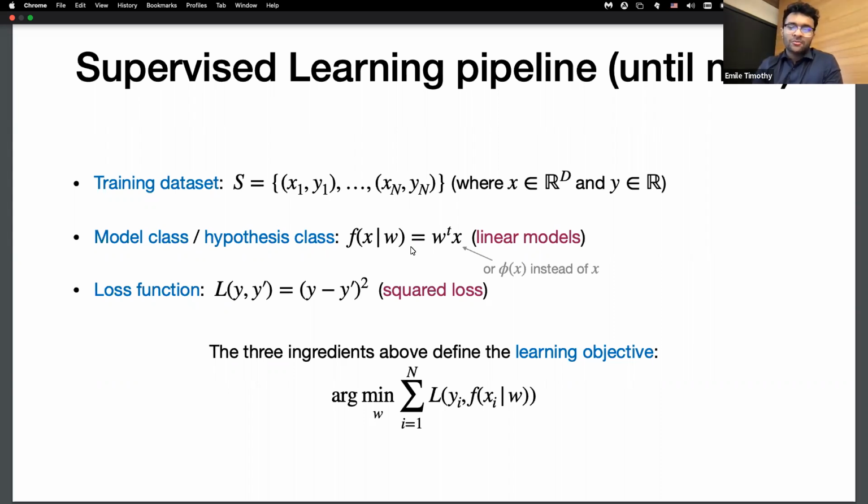And then we defined a loss function, L of Y and Y prime, which measures the deviation between your target vector and your predictions for the target vector. We spoke about different measures of the loss function, but the main one that we talked about was squared loss, and I'll also go further to define some of the other loss functions. And these three ingredients above define the learning objective, which is, can we find the weight W that minimizes this loss function of your target, y_i, and your prediction for the target, f of x_i given W.